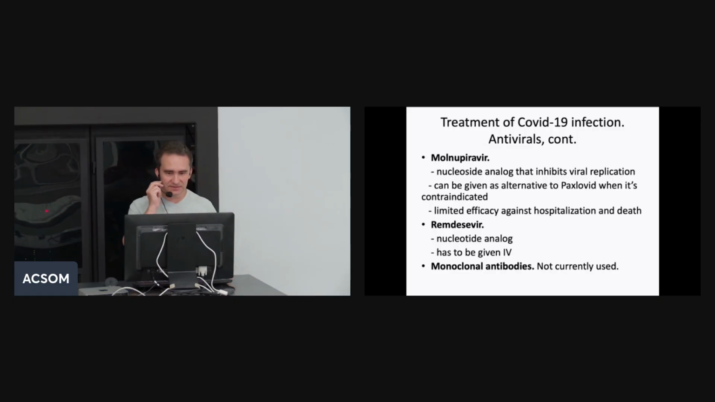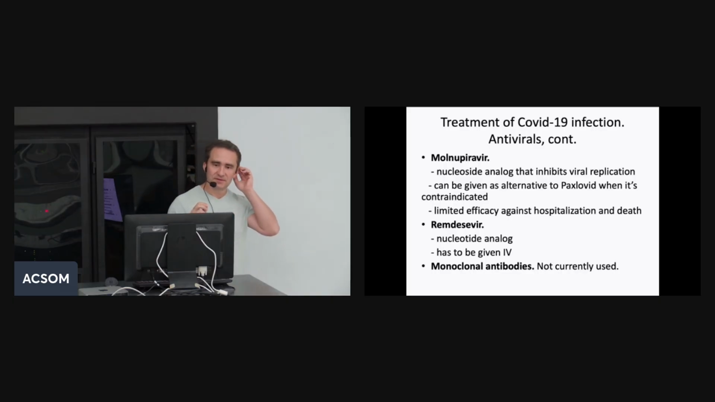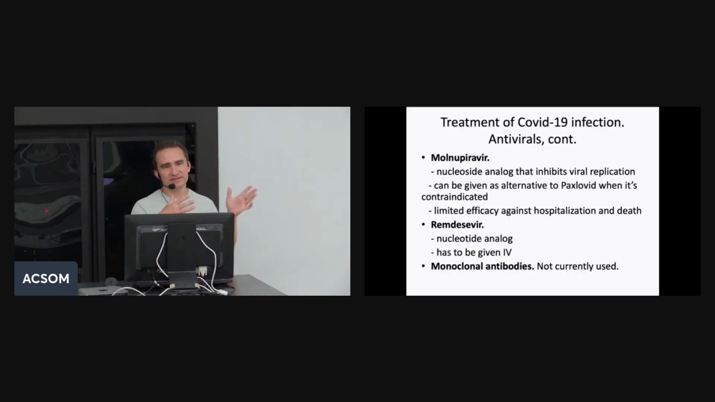Molnupiravir is the second choice. It's a nucleoside analog, which means the virus captures this medication and tries to build the RNA, and then it blocks the building of this RNA because you cannot build the next nucleotide on it. It can be used as an alternative to Paxlovid when it's contraindicated, but overall it's less effective than Paxlovid.